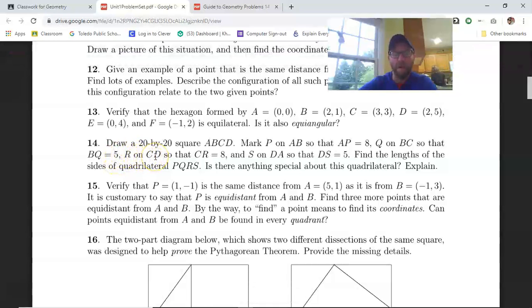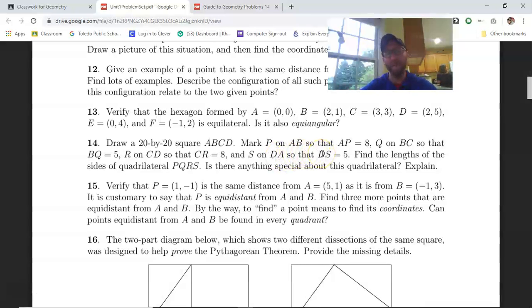Then we're going to put R on the next side. That's side CD, so that CR, the distance from C to R, is 8. So R should be 8 units down from C. And then last, S goes on side DA, and again DS should be 5. So S should be 5 units from D.